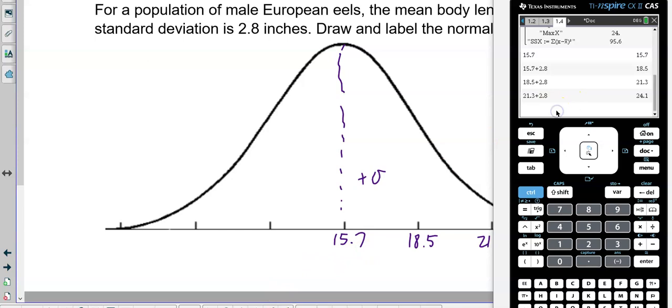Okay, let's do that again. So if I take the middle, 15.7, and then subtract, I want answer minus 2.8. Hit enter 3 times, and it'll do it for you: 12.9, 10.1, and 7.3.